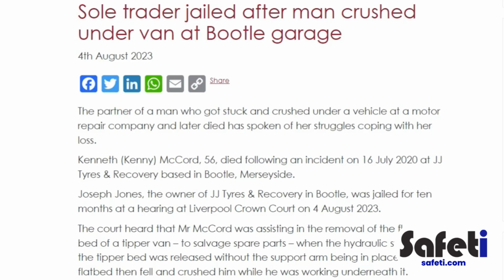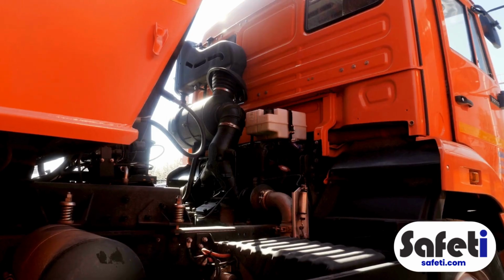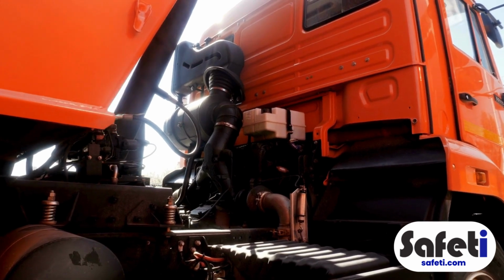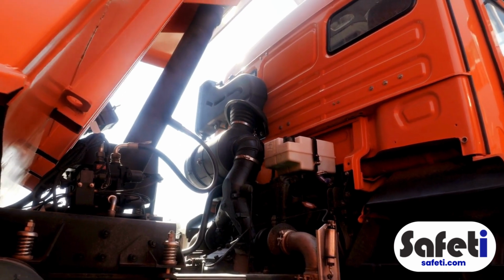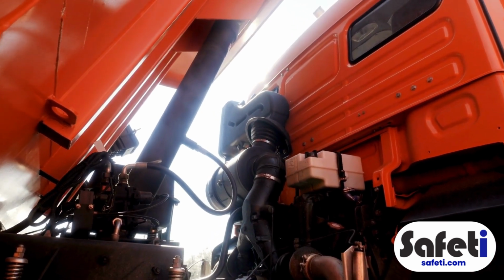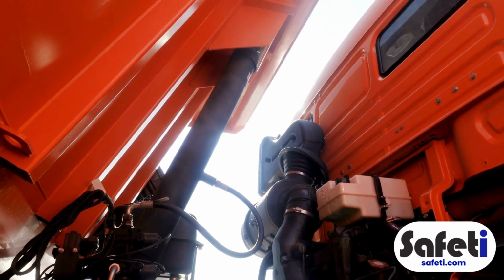Putting this into further context for us here, looking at a recent court case, a hydraulic tipper was being worked on to salvage parts. One of the workers was on the underside of the tipper bed when the work was being carried out. Unfortunately, the tipper bed was released from its hydraulic setting and was not propped up by the support arm on the vehicle. And when the tipper bed fell, it crushed the worker who was working below it. Tragically, due to severe internal crushing injuries, the worker died as a result of the accident.